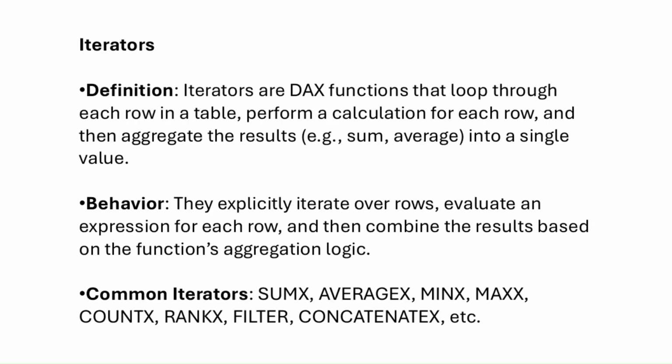Iterators. Definition: iterators are DAX functions that loop through each row in a table, perform a calculation for each row, and then aggregate the results, e.g., sum, average, into a single value. Behavior: they explicitly iterate over rows, evaluate an expression for each row, and then combine the results based on the function's aggregation logic. Common iterators: SUMX, AVERAGEX, MINX, MAXX, COUNTX, RANKX, FILTER, CONCATENATEX, etc.